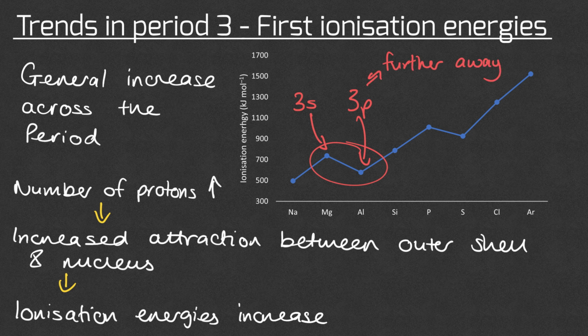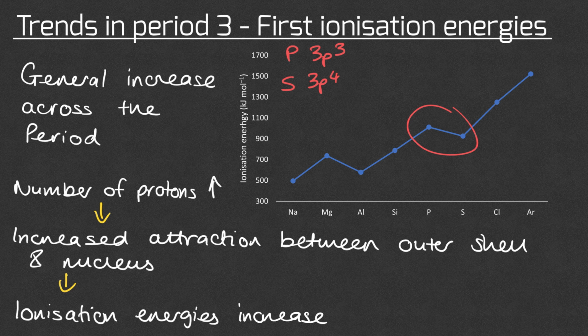Now, the 3p orbital is further away from the nucleus than the 3s orbital. So since the 3p orbital is further away, it experiences a lower nuclear force of attraction. Therefore, it's actually easier to remove the 3p electron than the 3s electron, even though aluminium has one more electron than magnesium and a greater nuclear force of attraction. Given that the 3p orbital is further away than the 3s of magnesium, it's still easier to remove it, which explains why aluminium has a slightly lower ionisation energy than magnesium.